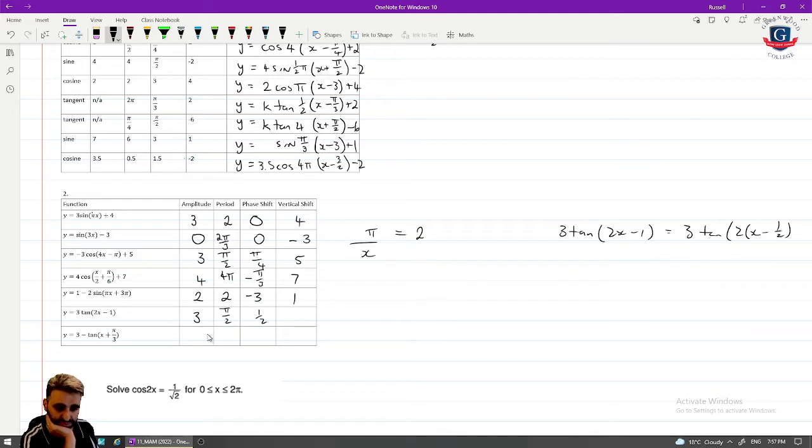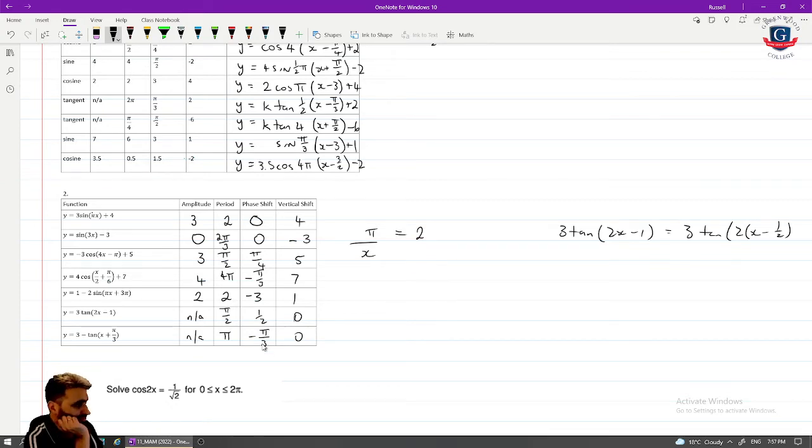What's this one going to be? So, tan doesn't have an amplitude. It extends off to infinity. What's the period of this going to be? It's just going to be pi. The phase shift is going to be negative pi on 3. And it has no vertical shift.